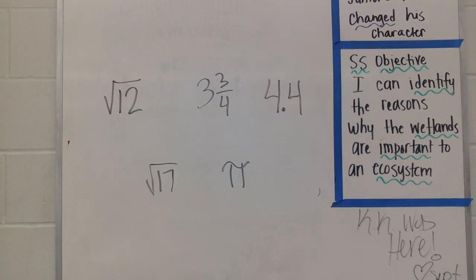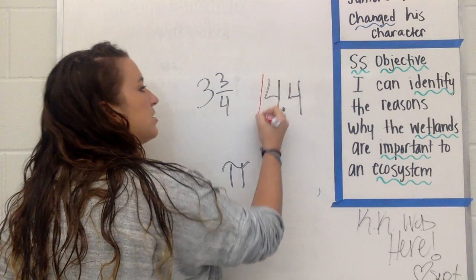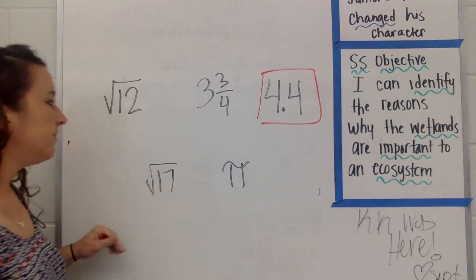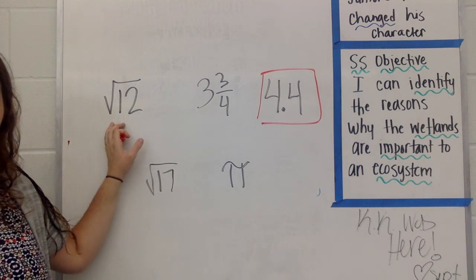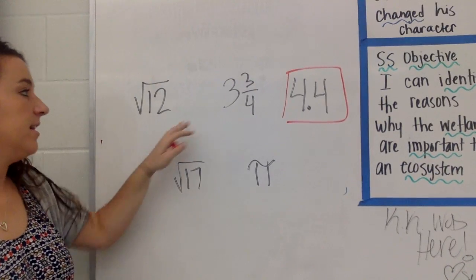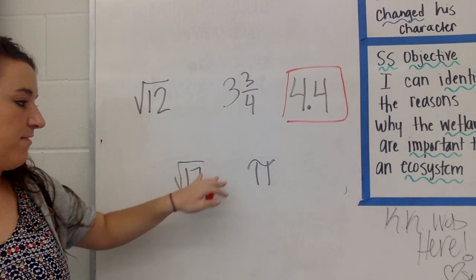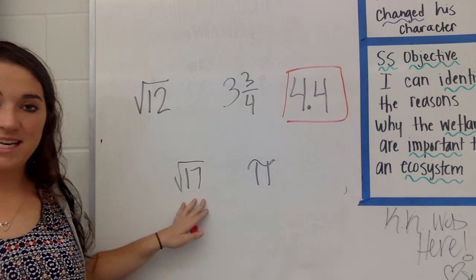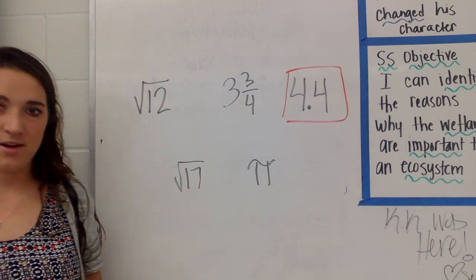So first, I have my 4 and 4/10ths, which is ready to be ordered. Is square root of 12 a perfect square? Nope, so we'll need a calculator for that one. 3 and 3/4, we need to divide, so we need a calculator. Is 17 a perfect square? Nope, so we need a calculator for that one.